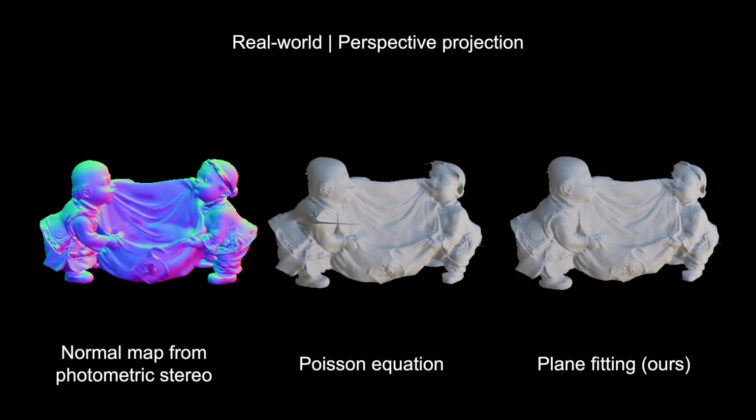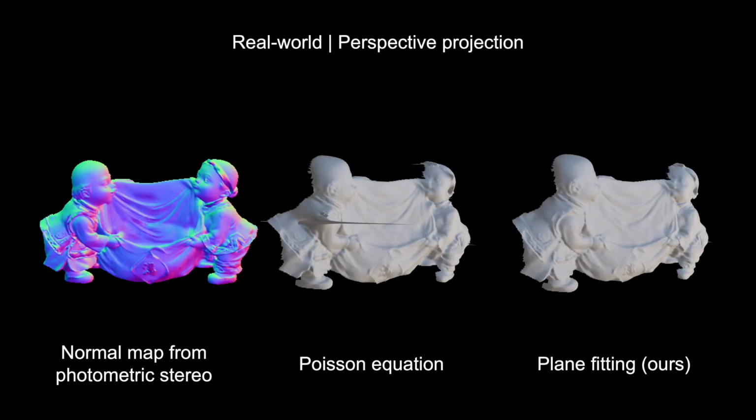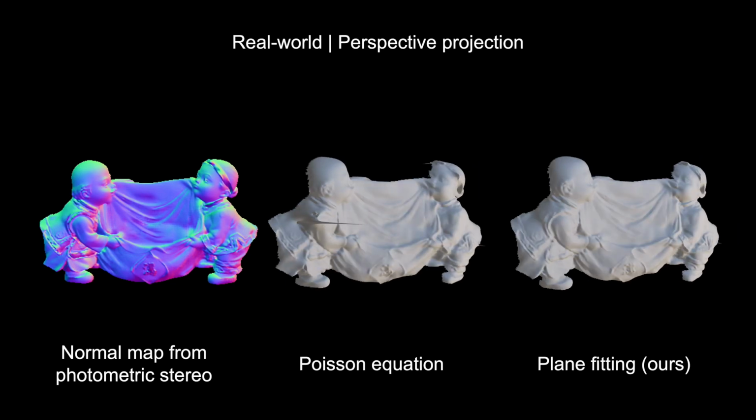The similar trend can be confirmed in a real-world normal map. This normal map is estimated by photometric stereo on a set of real-world images. We can see again, Poisson equation is likely to generate spikes when there are outliers.